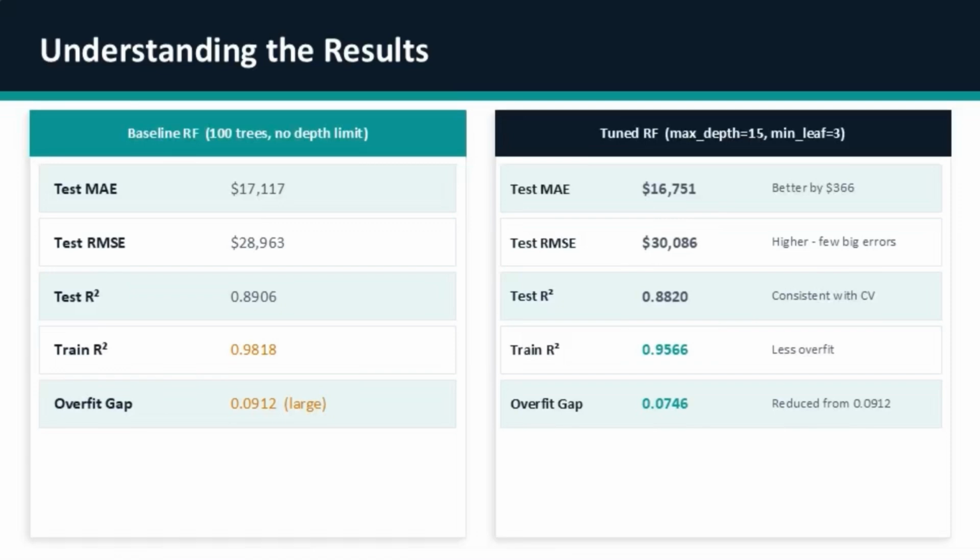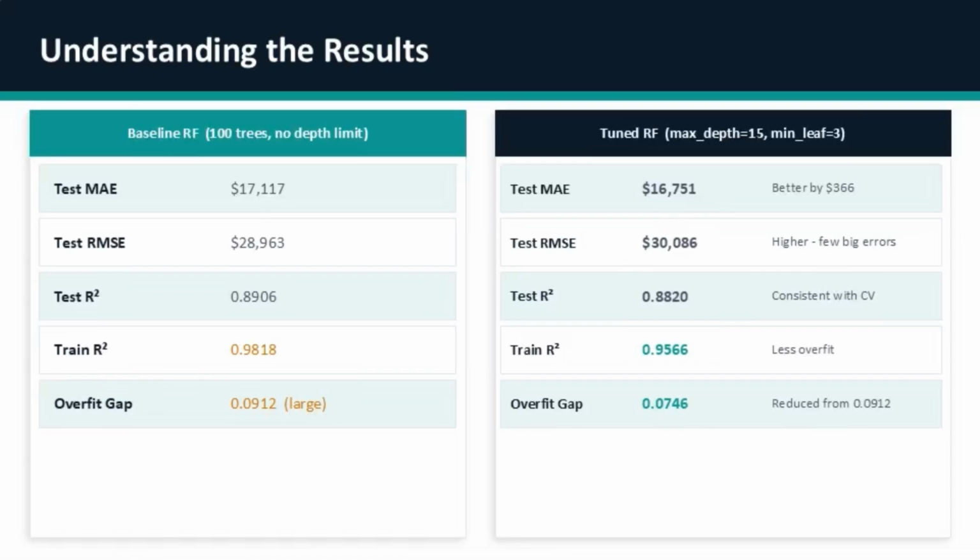Talking about the results, the baseline RF achieved a test MAE of 17,117, test RMSE of 28,963, and test R-square of 0.8906. The tuned RF achieved a test MAE of 16,751, test RMSE of 30,086, and test R-square of 0.8820.